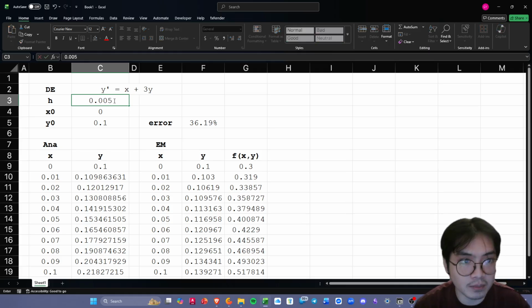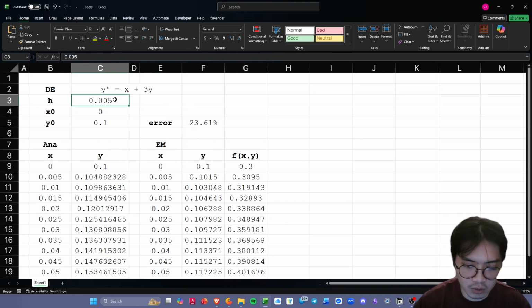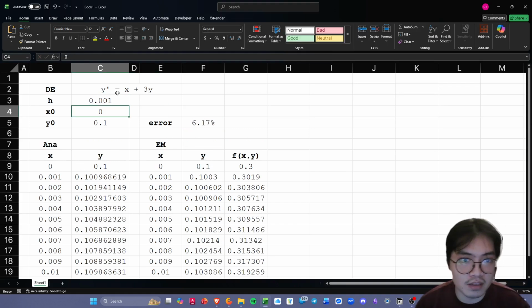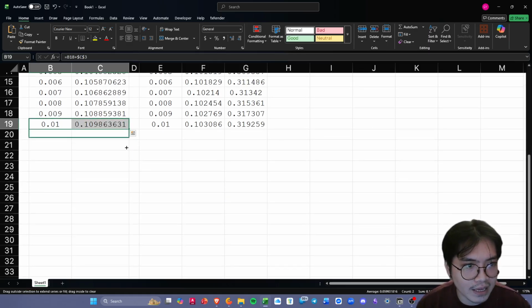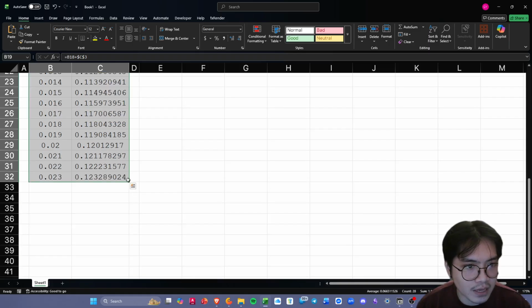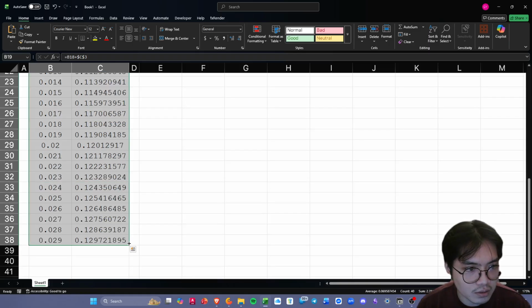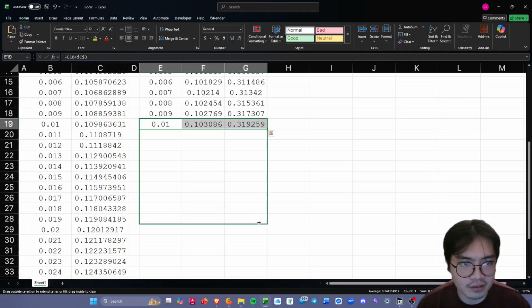Let's make it a little bit smaller. Of course the error will decrease as you get smaller and smaller values of h. But the thing is, where are you going? This is quite small. If we try to make it a little bit further down, for example if we get it to 30 iterations, or let's just end it there.